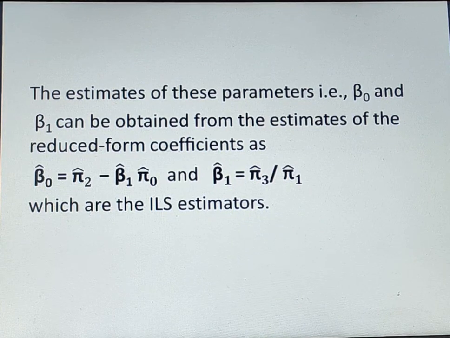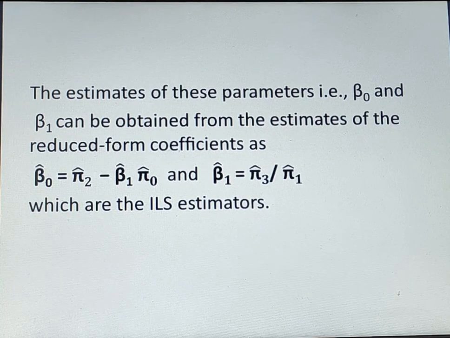Then lastly, the estimates of these parameters, beta naught and beta 1, can be obtained from the estimates of the reduced form coefficients as beta naught hat and beta 1 hat, which are the ILS estimators. So this was all about the ILS method of estimation, where we have seen that there are only 3 simple steps of estimating a structural equation which is exactly identified.